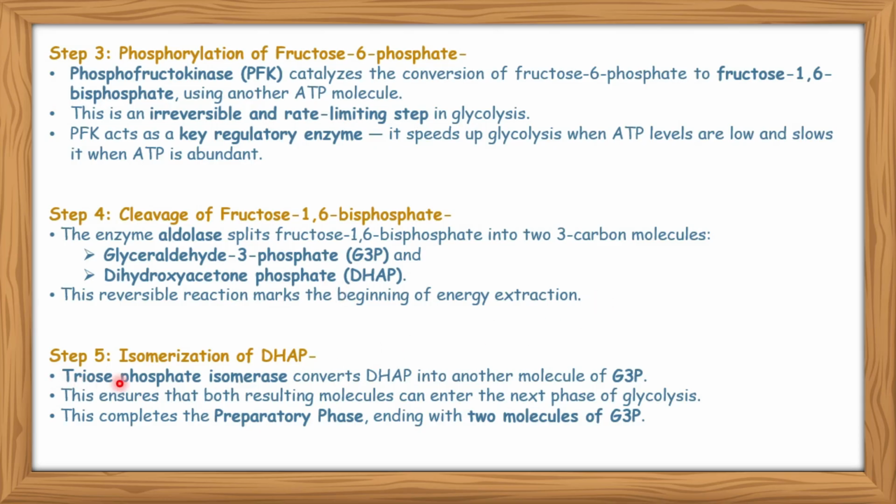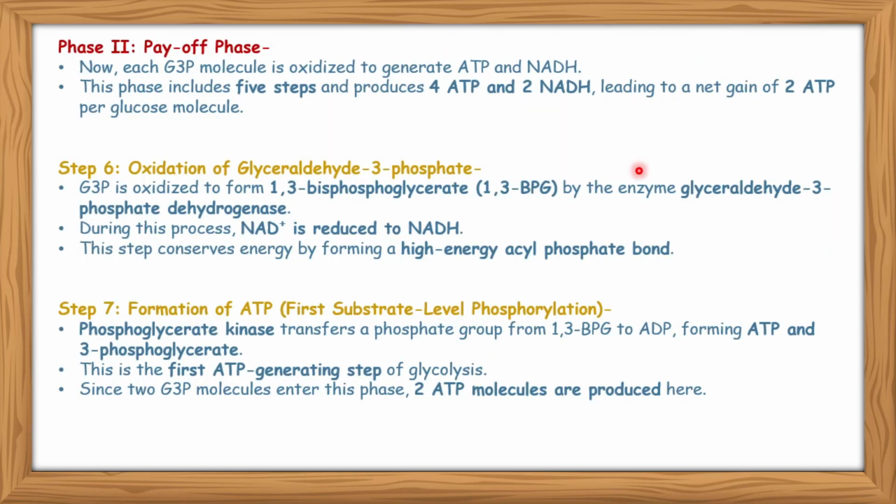So what happens in step 5? Isomerization of dihydroxyacetone phosphate. The triose phosphate isomerase enzyme converts dihydroxyacetone phosphate into another molecule of glyceraldehyde 3-phosphate. This ensures that both resulting molecules can enter the next phase of glycolysis. This completes the preparatory phase, ending with 2 molecules of glyceraldehyde 3-phosphate. So now we'll go to the second phase, that is the payoff phase.